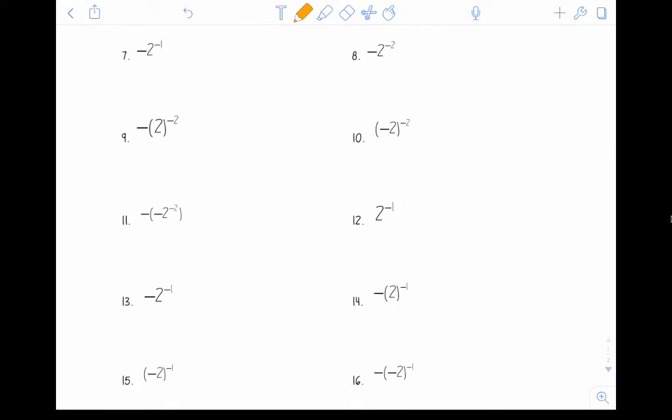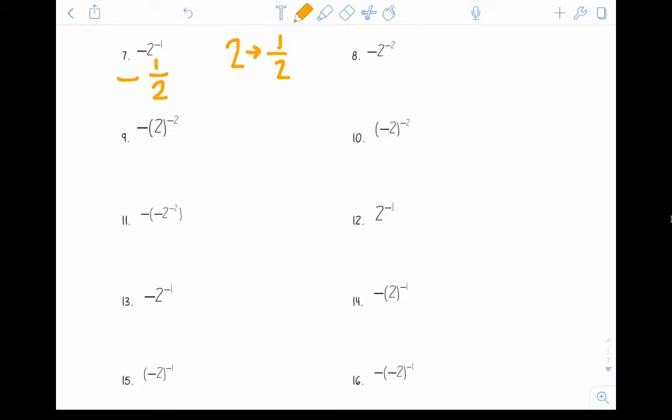All right, now we're getting into negative exponents. Remember that negative exponents do not mean a negative number, they mean the inverse. So on number 7, when I have negative 2 to the negative first, the first thing I notice is that that exponent is a mean exponent, so the negative in front is just going to be hanging out in front. And then I have 2 to the negative first, so that's saying take the inverse of 2 to the first. The inverse of 2 is 1/2. So my answer is going to be negative 1/2.